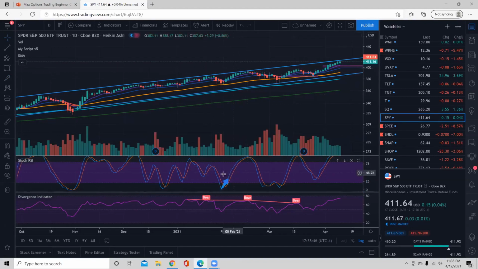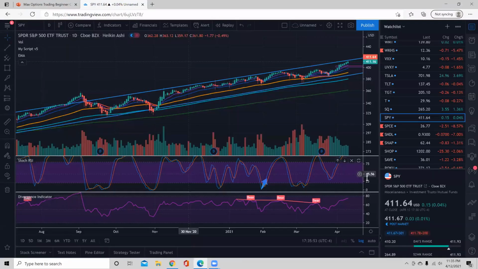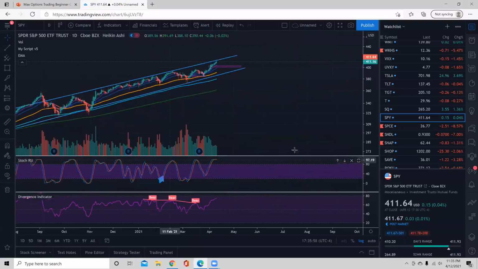So you can ride it like that. That's another example. You'd be long when both lines are above overbought, but not turning yet. So when we're talking about that, we're talking about they're flat right here, just like on SPY right now.